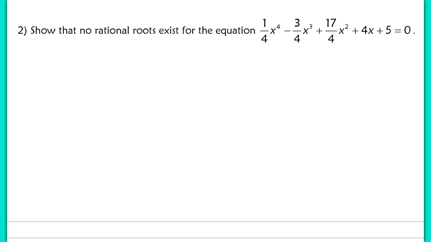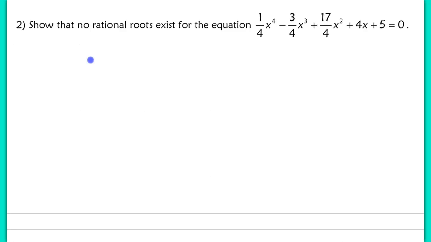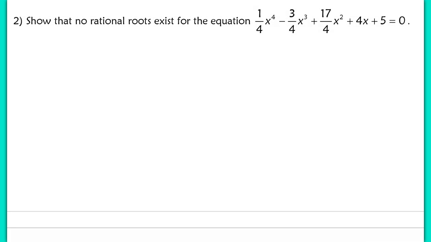Okay, next up, this question asks us to show that there are no rational roots for this particular polynomial equation. Now, we need to get this equation to have integer coefficients, so the first thing I need to do is multiply throughout by 4 to turn this into x to the 4th minus 3x cubed plus 17x squared plus 16x plus 20. Okay, because all of our theorems here only work when we have integer coefficients in front of each term. All right, now that we have this, I'm going to list all of the possible roots.